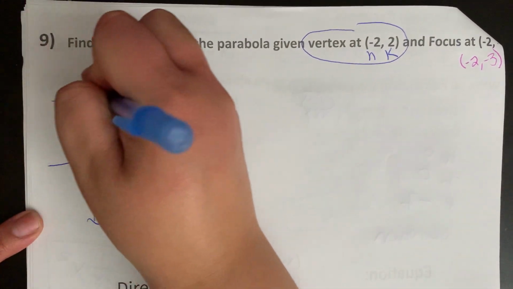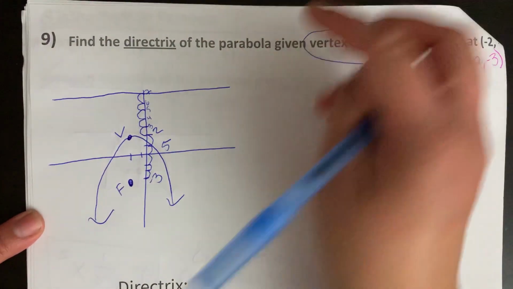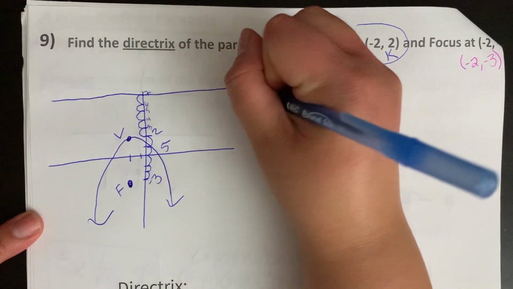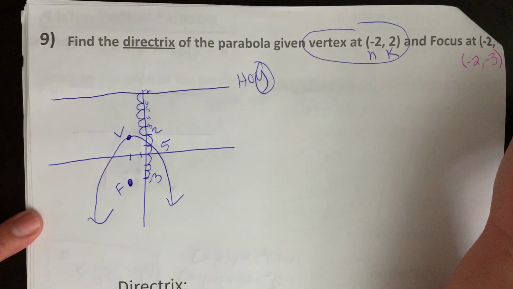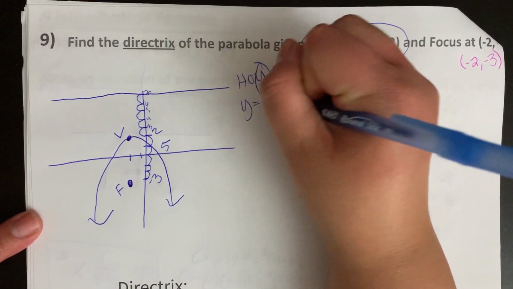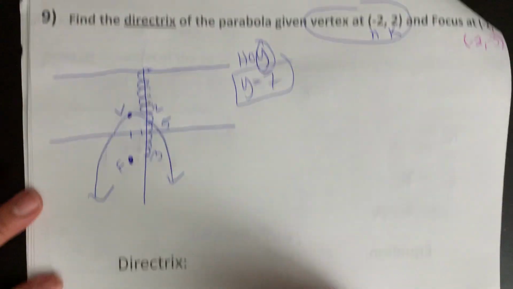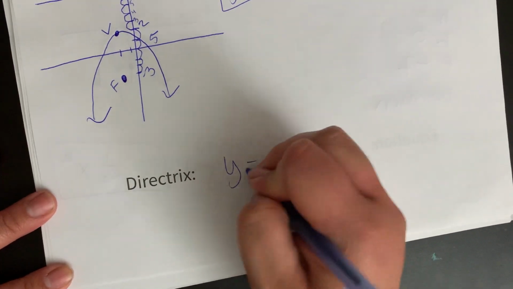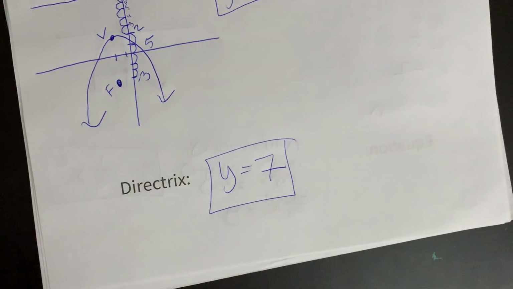So that means we have a directrix at, what type of line is this? This is a horizontal line, so I know I have to use the variable y. So y equals 7. So our directrix is at y equals 7. Okay.